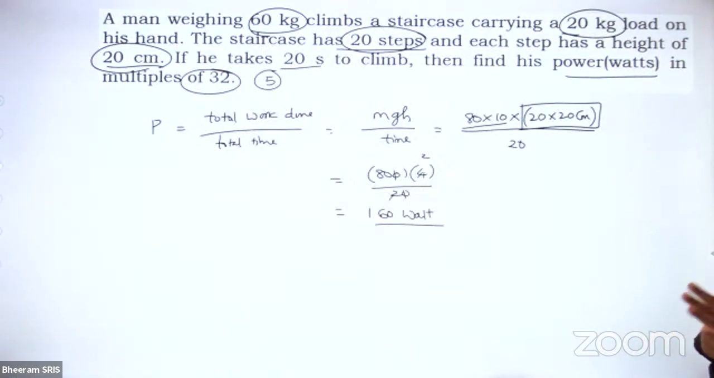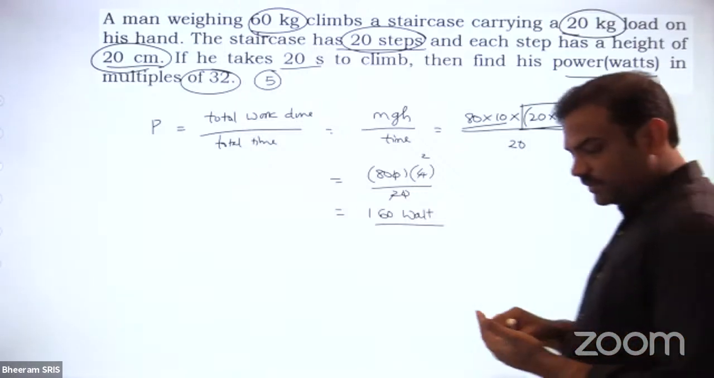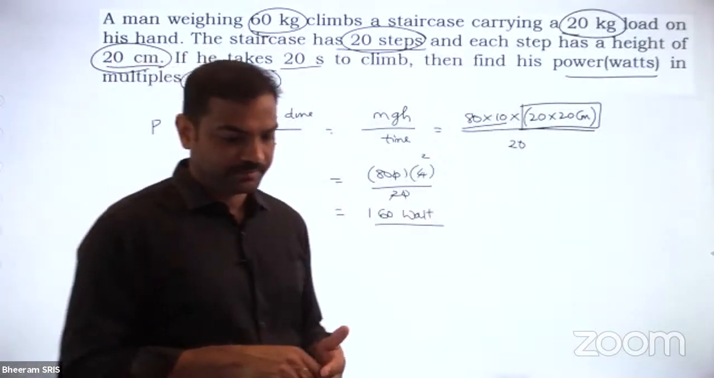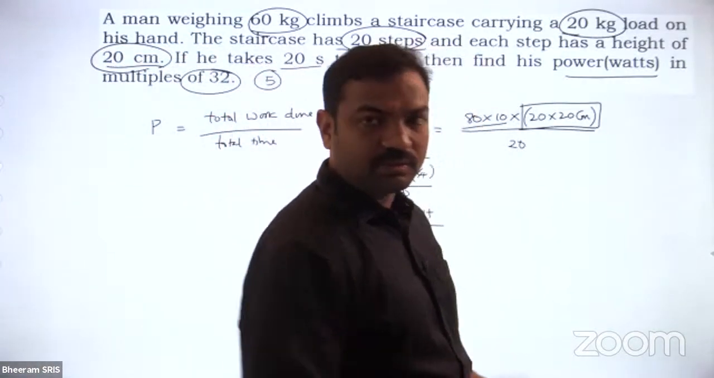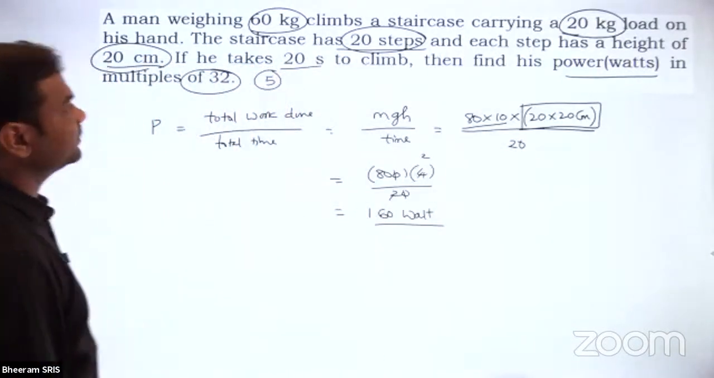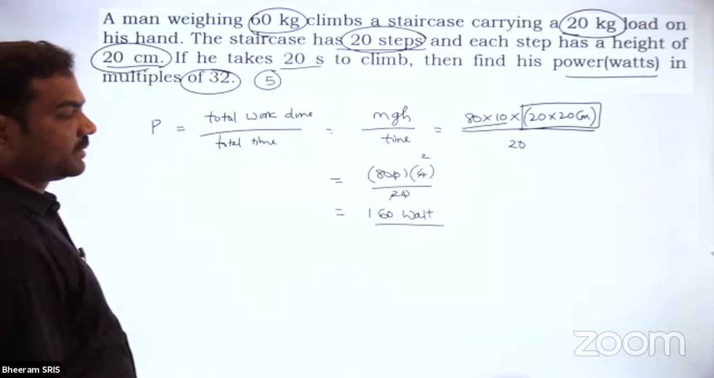Anyway, the calculation: I took 20 into 20 centimeter. 20 steps, each having 20 centimeters. So 20 into 20, 400 centimeter, 4 meter. Okay, you should not take only the load, you have to take the total mass. That is the other idea you need to implement. Okay, clear?